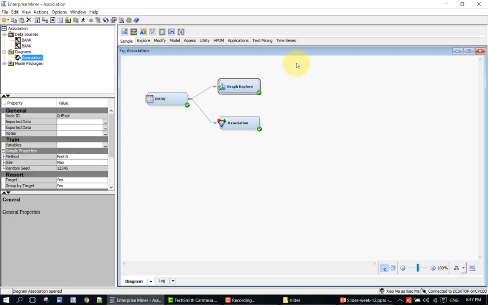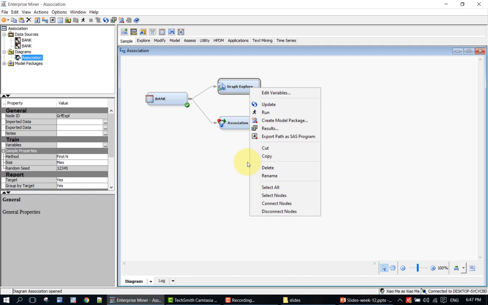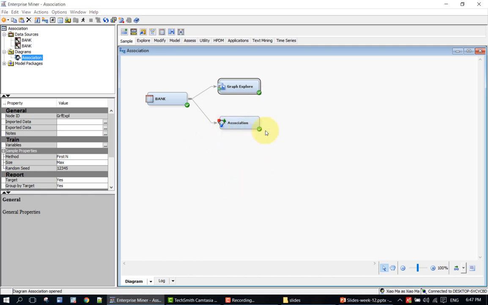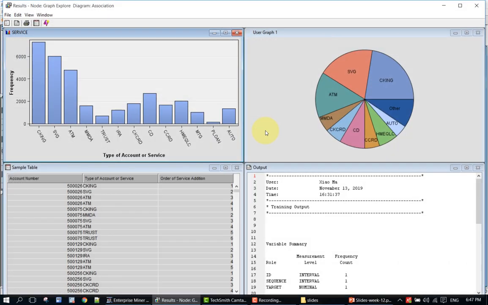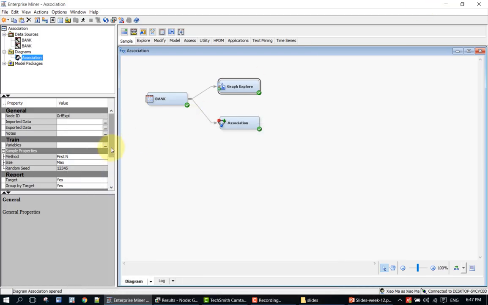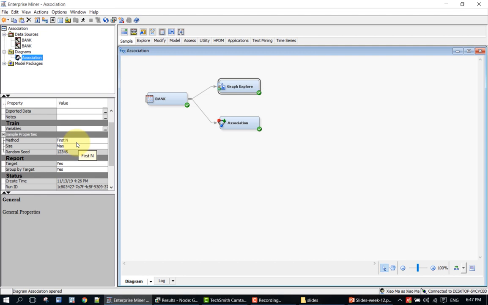And for this data set, Stat Explorer will not work because there's no input. That's why I use Graph Explorer. And after you run it, when you use Graph Explorer, make sure you modify the sample amount and make sure it takes the entire sample.